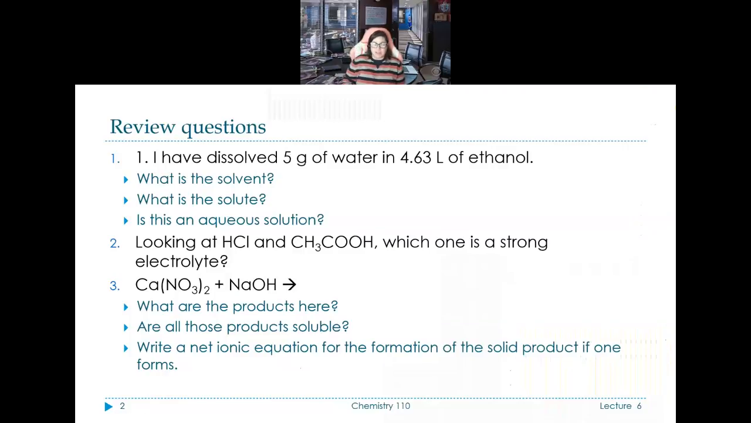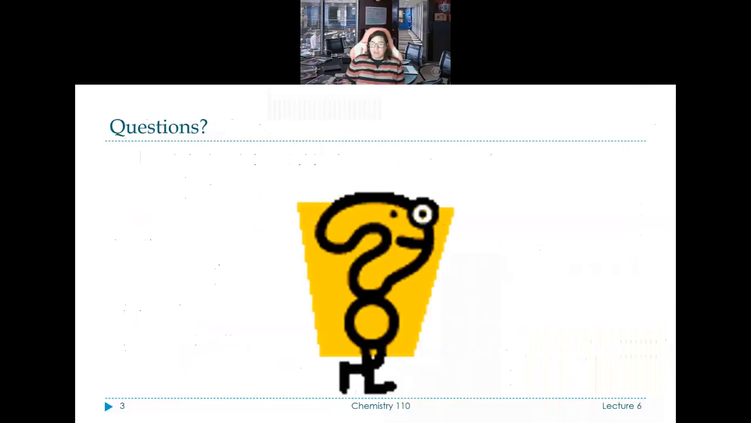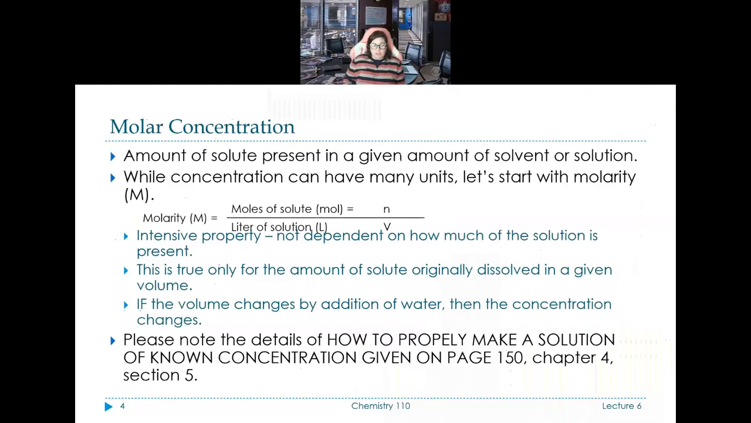Now let's talk about the material for lecture 6. First thing we talk about, molar concentration. What this amounts to is the amount of solute present in a given amount of solvent or solution. While concentration can have many units, the one we're going to start with is molarity. It's capitalized by a large M. So molarity, the large M, is equal to the moles of solute in liters of solution. So it's moles per liter, equal to n over V.